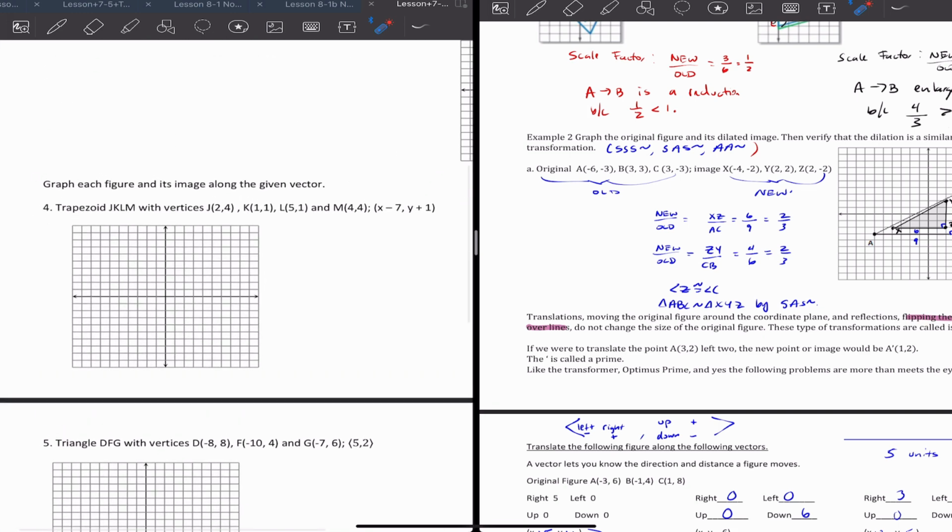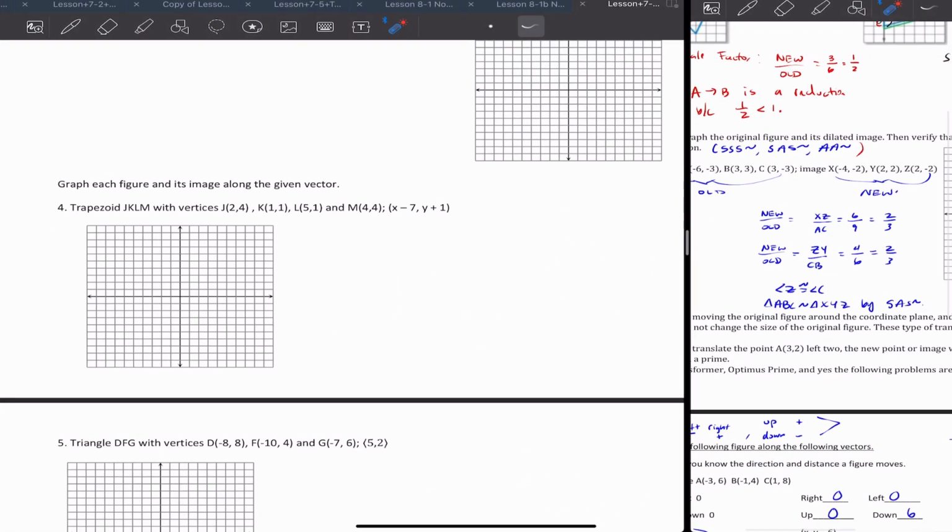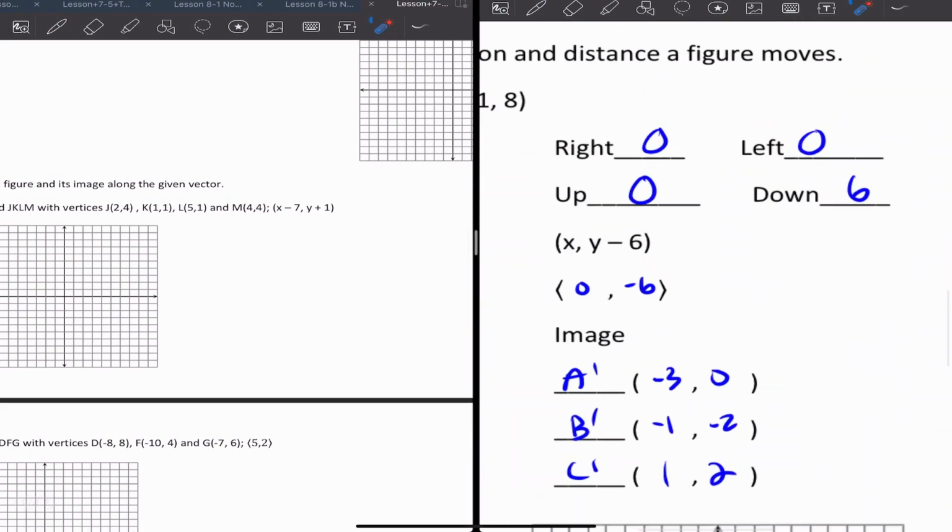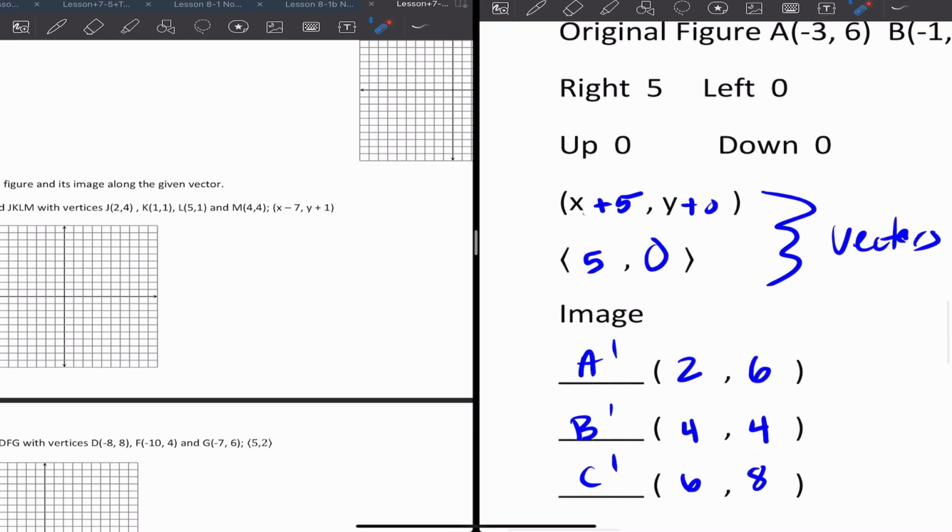Now we've got some vector problems, or more like translations here. It says trapezoid JKLM with these points here, and you're going to read that, interpret that, and then transform these points. So I have x minus 7, y plus 1. If I look at the notes, this x plus 5 and y plus 0, for the x's, since I have a plus 5, that means I'm going to the right 5.